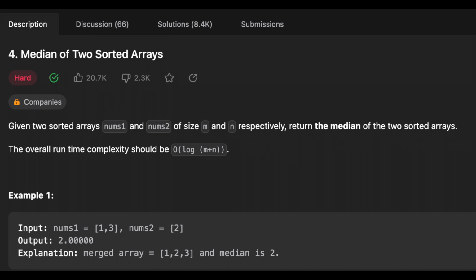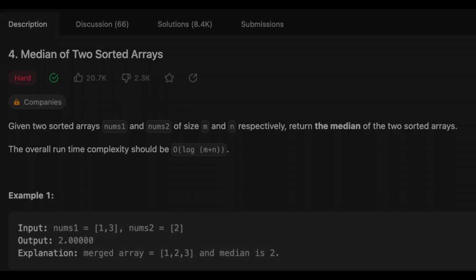Today in this video we'll try to solve one of the hardest problems asked during coding interviews, the median of two sorted arrays. So let's get started by reading the problem and try to find the solution. The question is: given two sorted arrays nums1 and nums2 of size m and n respectively, return the median of the two sorted arrays. The overall runtime complexity should be O(log(m+n)).